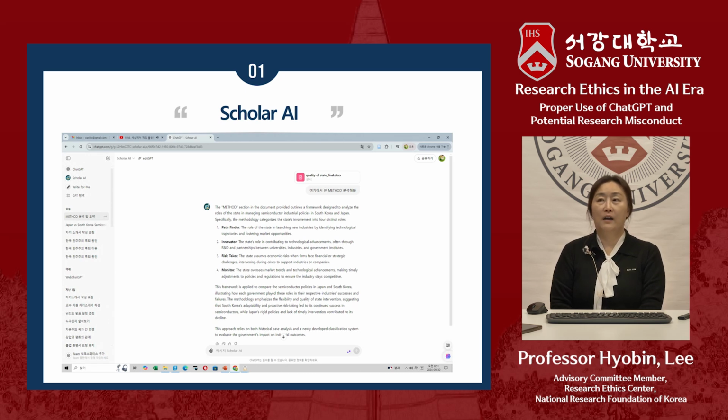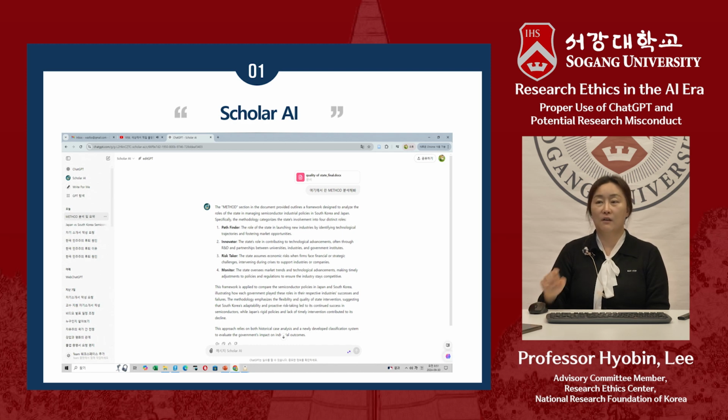My method for this paper had four parts: Pathfinder, Innovator, Risk Taker, Monitor. But it could find them right away. So I was really shocked. This one really helps when you want to study the previous literature in detail.